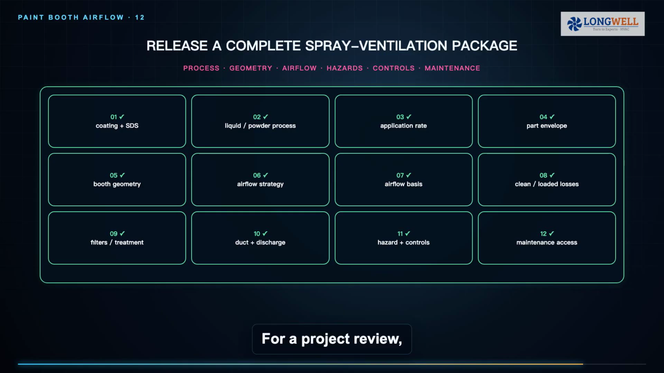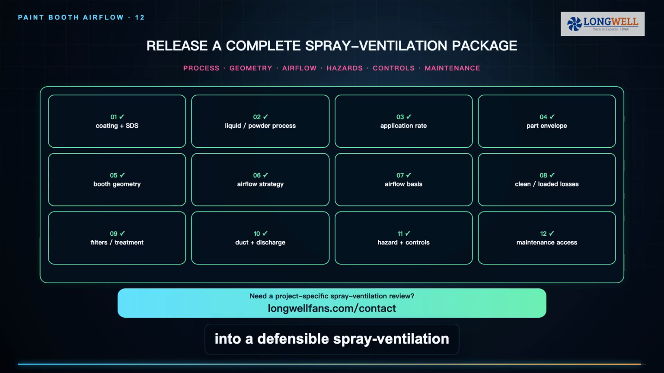For a project review, send the coating and safety data, liquid or powder process, application rate, part envelope, booth geometry, crossdraft or downdraft concept, required airflow basis, clean and loaded losses, filter and treatment system, duct and discharge, makeup air, electrical classification, interlocks, fire protection, voltage and maintenance access. That evidence turns a fan selection into a defensible spray ventilation system.